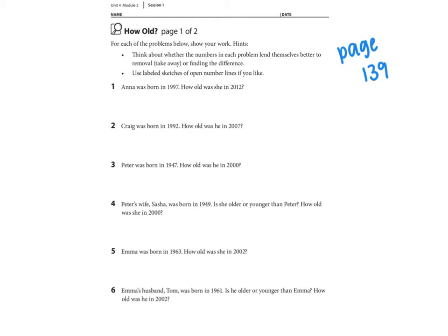Now the first step, I like to underline my two numbers, 1997 and 2012. I need to choose the number that is the largest and put it on top. So when we subtract, we always put the biggest number on top. And if I look, 2012 is the biggest number. So I'm going to write 2012 on the top and 1997 on the bottom.